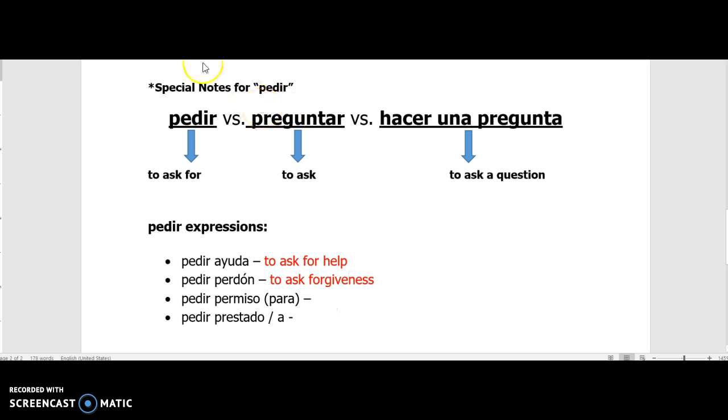to ask for permission. And pedir prestado, to ask for a loan. It's pedir prestado or pedir prestada because it depends what you're asking for. If you're asking for something masculine like money, dinero, pedir prestado. But if you're asking for something feminine, like let's say you were asking for the homework because you missed class that day, pedir prestada, tarea. However, that being said, you should really never ask to borrow somebody's homework. That's not cool.